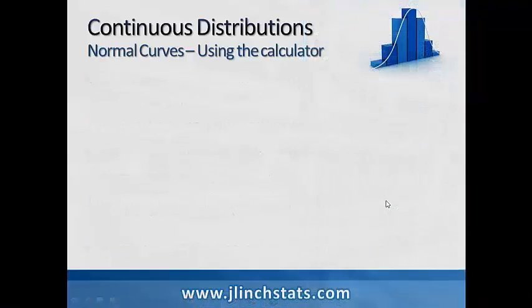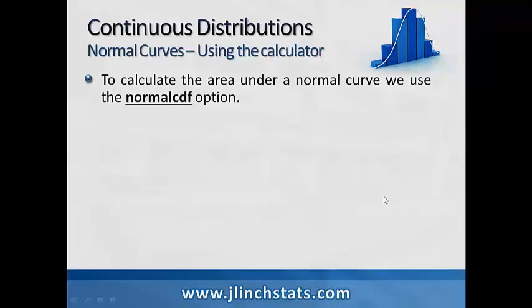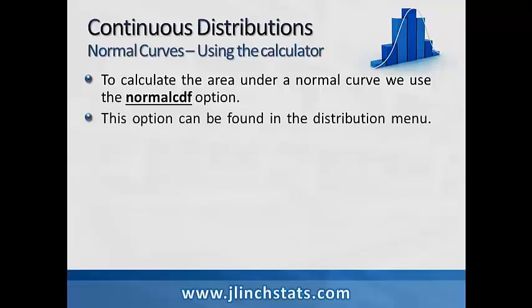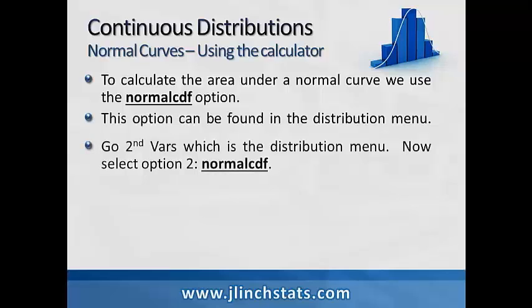Now let's talk about the features on our calculator that calculate areas underneath the normal curve. To calculate the area under a normal curve, we could use the NormalCDF option. And that's the option you're going to choose to calculate probabilities, because recall, all probabilities for a continuous distribution represent areas underneath a curve that cover a range of values. So we're going to accumulate using the NormalCDF function, which stands for cumulative distribution function. This option can be found in the distribution menu as well. Go to second bars, which is the distribution menu, and now select option 2, NormalCDF.